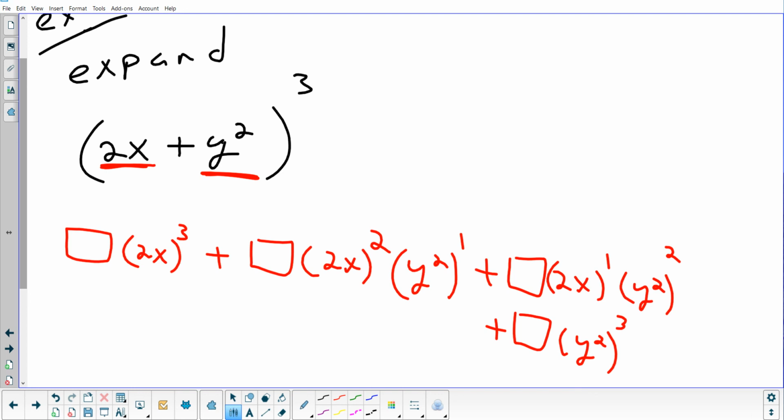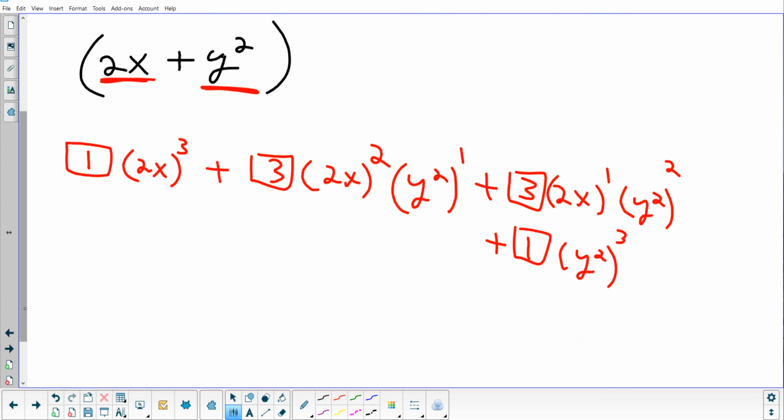Okay, now fill in your coefficients. What are the coefficients in row 3? 1, 3, 3, 1. Any arithmetic there that we can do out, we need to do that. Okay, so what's this first term going to become? 8x to the third. Yep, 8x to the third. What's going to be the x term in the next one?